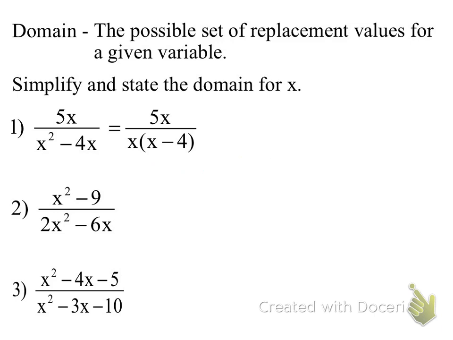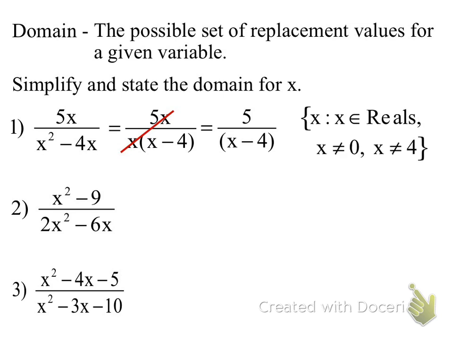So first we figure out our domain at the point that we factor. Then it's asking us to also simplify. So what can be cross-canceled here? X, right. So now we are left with 5 over x minus 4. But the domain, here's how we write it. You should be writing this. X is such that x is an element of the reals, and x cannot equal 0 or 4.